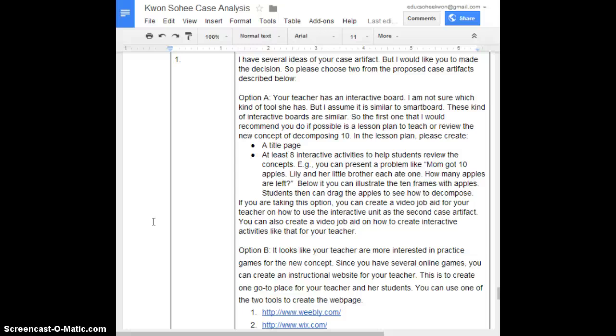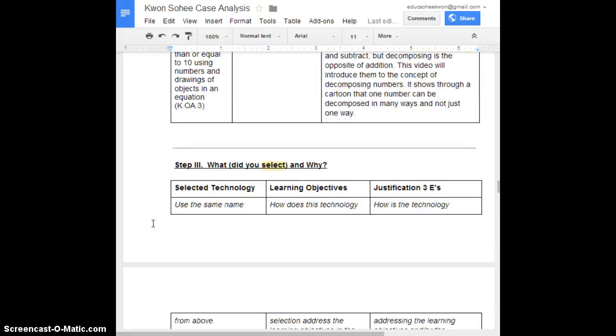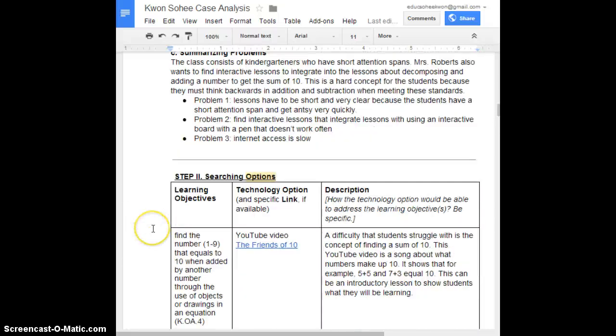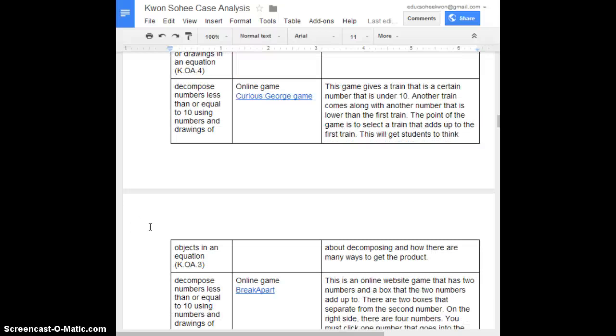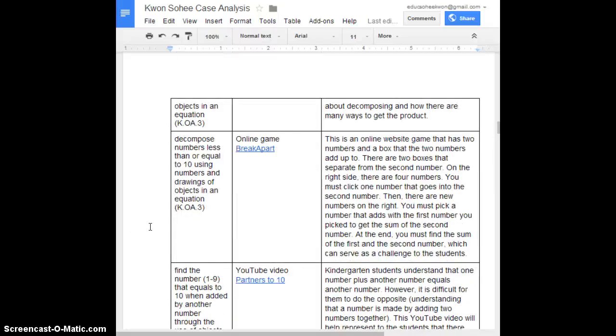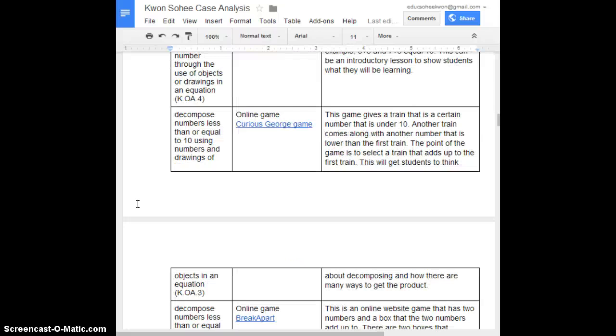After completing this case analysis project and the case artifacts, my strengths were finding numerous resources and activities that met the standards of this project. So right here in step 3 or step 2, I found many technology options. Some are videos, some are online games. It was very easy for me to find activities that were specific to what I was looking for, especially using the standards. There are many websites that I found online that are specifically designed for teacher lessons, and this made it really easy for me to find activities and games that could relate to them.